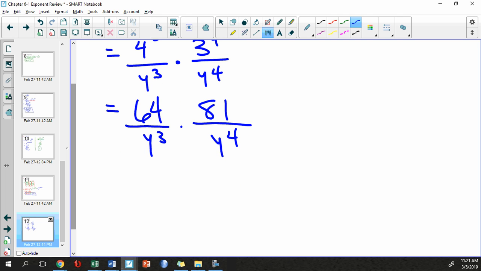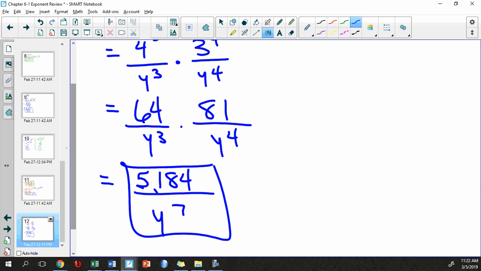Now, what is 64 times 81? And how many total y's do you have on the bottom? Y cubed is y times y times y, so I have 3 there. And then y to the 4th is y times y times y times y, so how many y's do I have? 7. Add those up. Done.